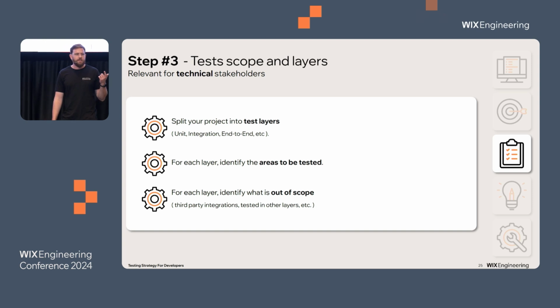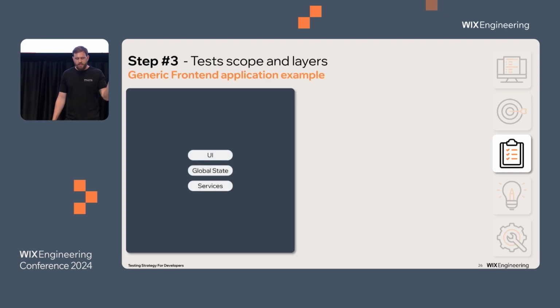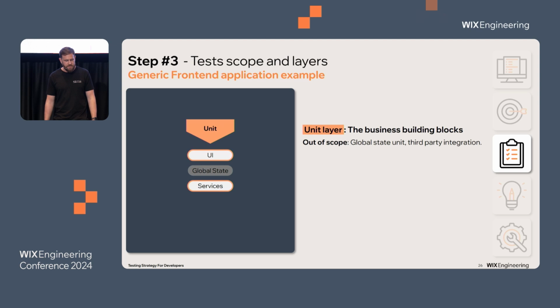Now, out of scope might be because of third-party integrations. Maybe we will have test duplications if we test the same functionality in each layer, right? So we will take a generic front-end application example. Our front-end application consists of UI, where we have components, layouts, pages, and so on. We have global state, probably with Redux or something like that. And we have services. Services just call our backend API.